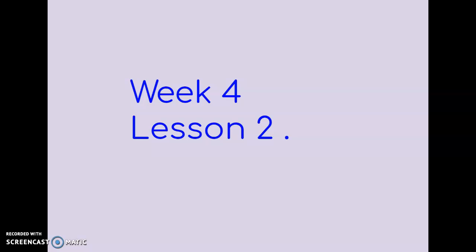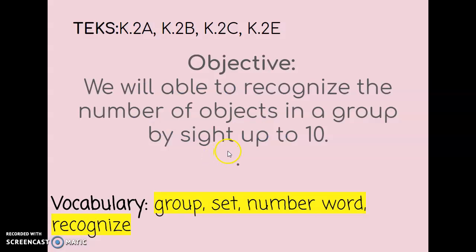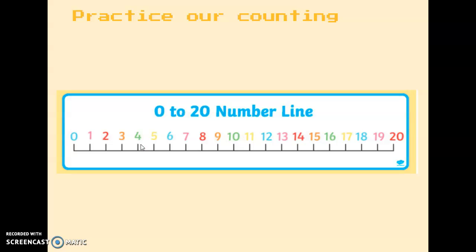And lesson 2. Remember, this is for Monday and Tuesday, so this would be Tuesday's lesson. Our objective is to recognize the number of objects in a group by sight up to 10. Here's our handy number line. It's really good for you to practice recognizing the numbers and knowing their order.